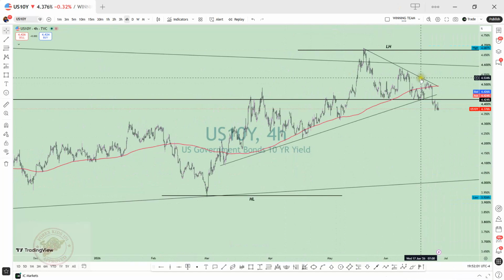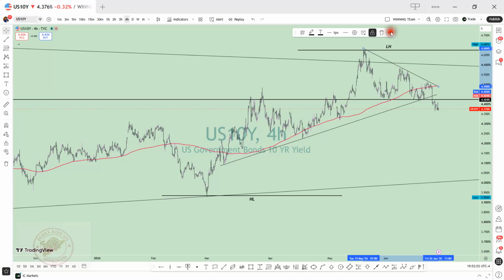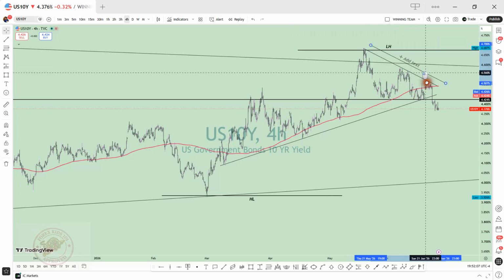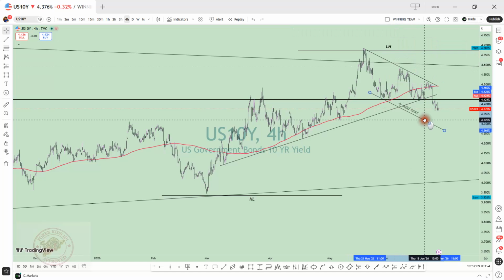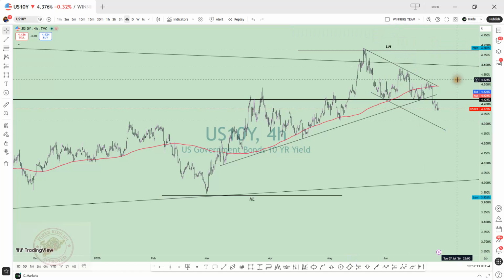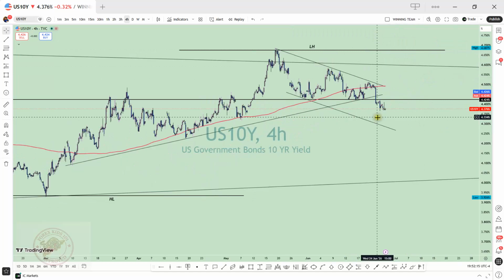What I can do, I'm gonna clone this and bring this for a support. I'm gonna put it there. Okay, so this is exactly what I'm gonna be expecting. So let's see what will happen if the yields are consolidating towards this. Then we are gonna be looking at this range here.